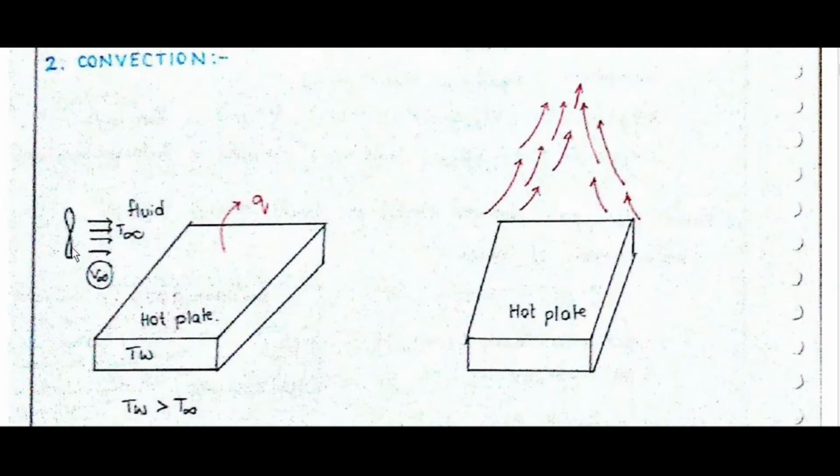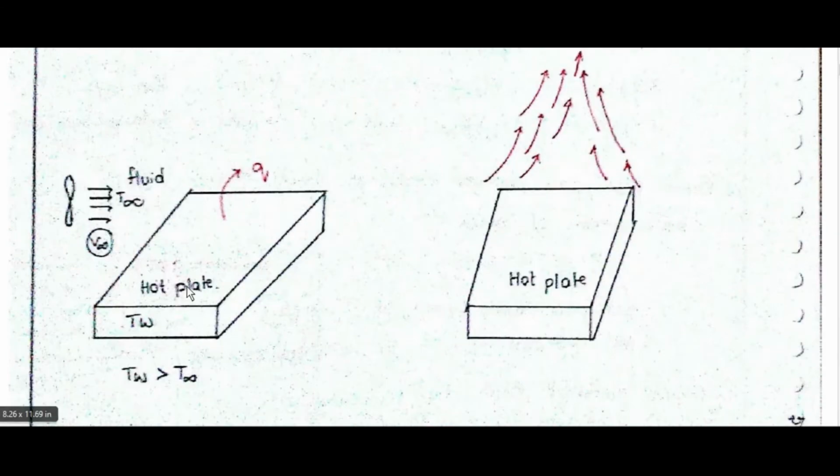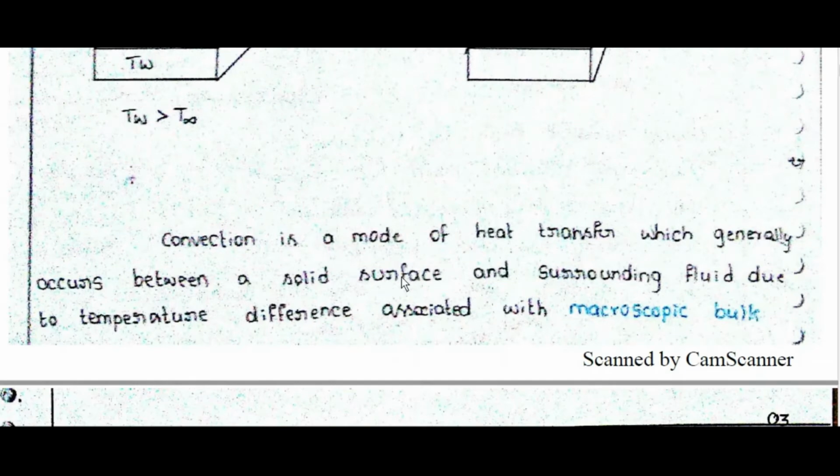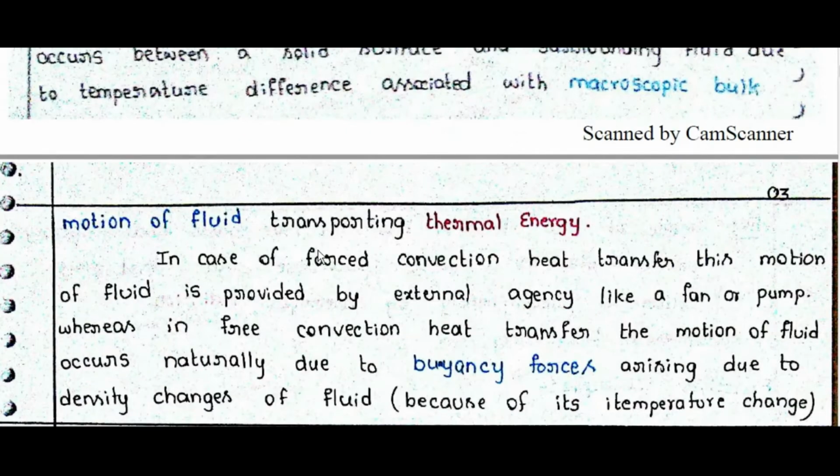Convection. A fluid at T infinity with speed V infinity flows over a hot plate at T_w, with T_w greater than T infinity; heat will flow like this from the hot plate. Convection is a mode of heat transfer which generally occurs between a solid substance and a surrounding fluid due to temperature difference, associated with microscopic bulk motion of the fluid transporting thermal energy.